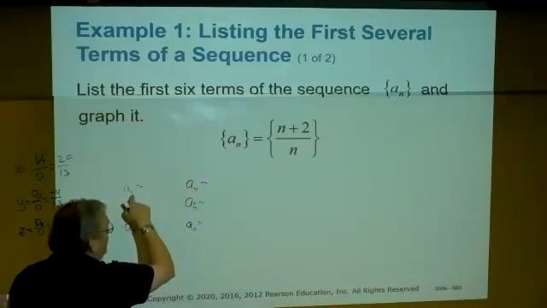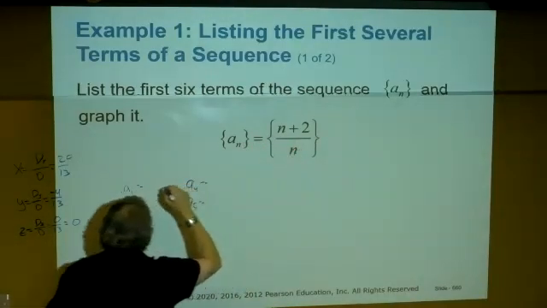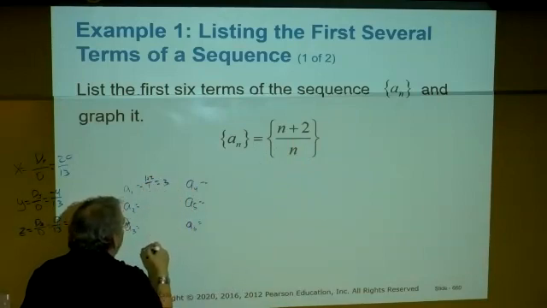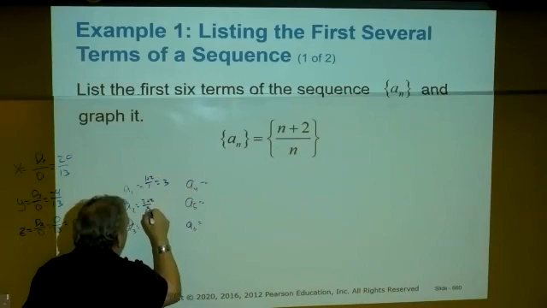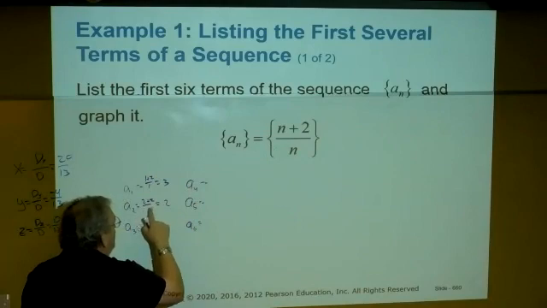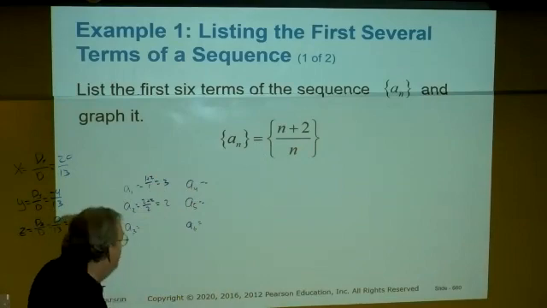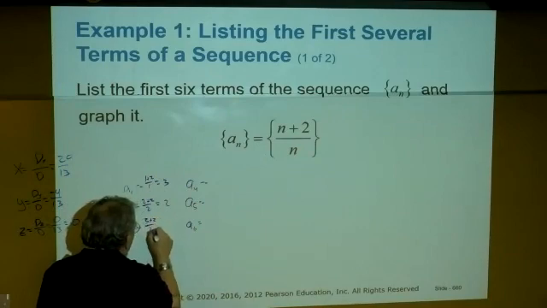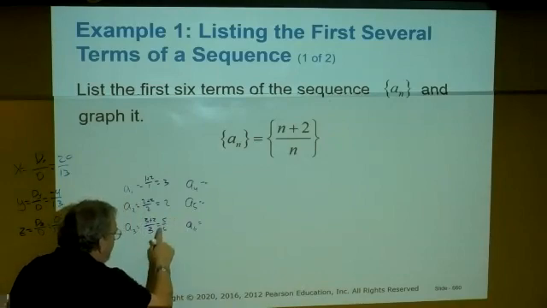So I'm going to put the term number in for n. So when n is 1, then this is going to be 1 plus 2 divided by 1, which is 3. And when it's 2, it becomes 2 plus 2 divided by 2, which is 2. 2 plus 2 is 4, and 4 divided by 2 is 2. And then 3 plus 2 divided by 3 is 5 over 3, sorry.